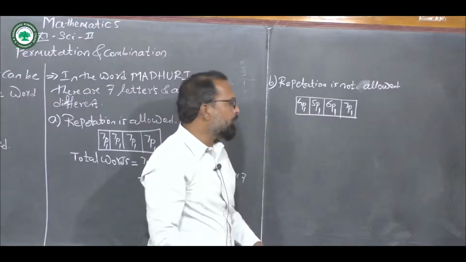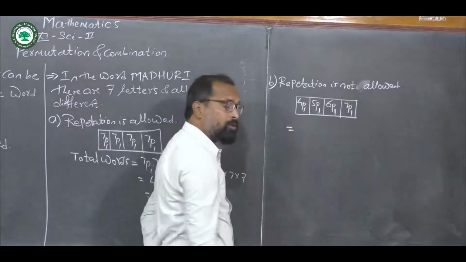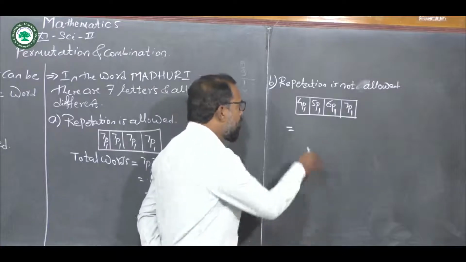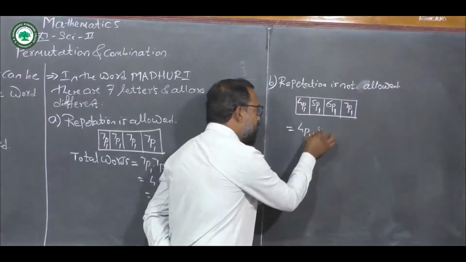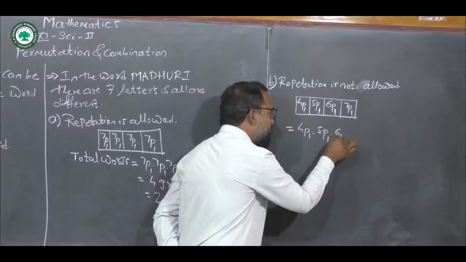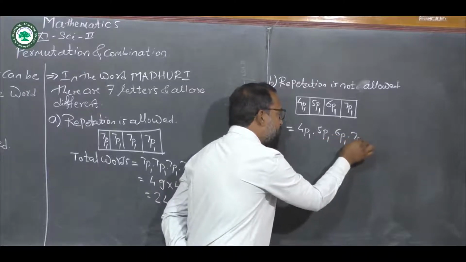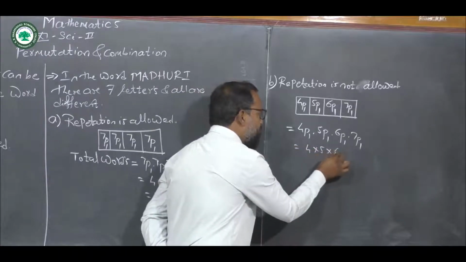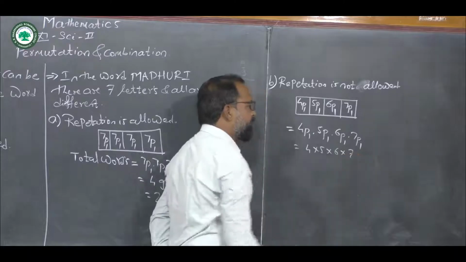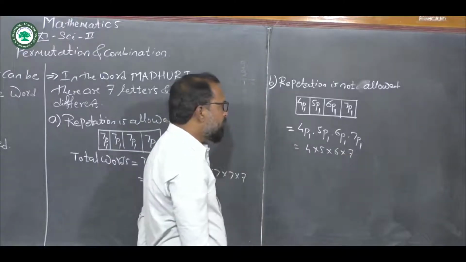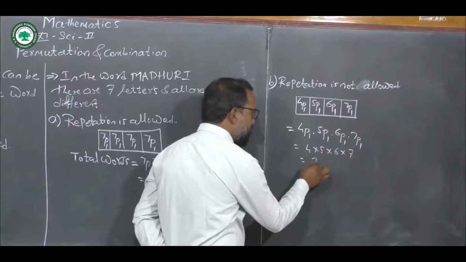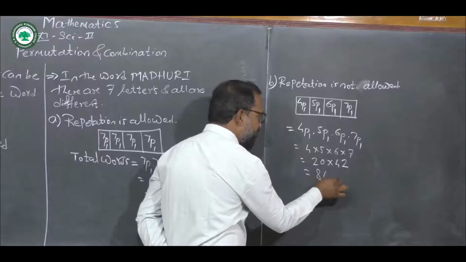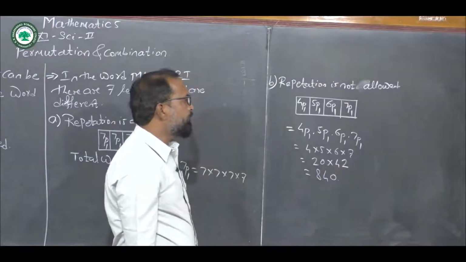We can continue it. So the total words in which the repetition of letters is not allowed are 4P1 into 5P1 into 6P1 into 7P1. That is equal to 4 into 5 into 6 into 7. So this is found to be 840.